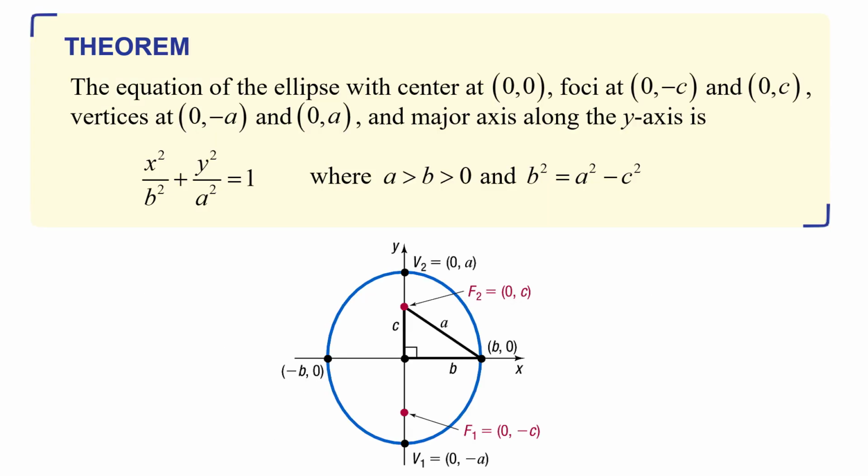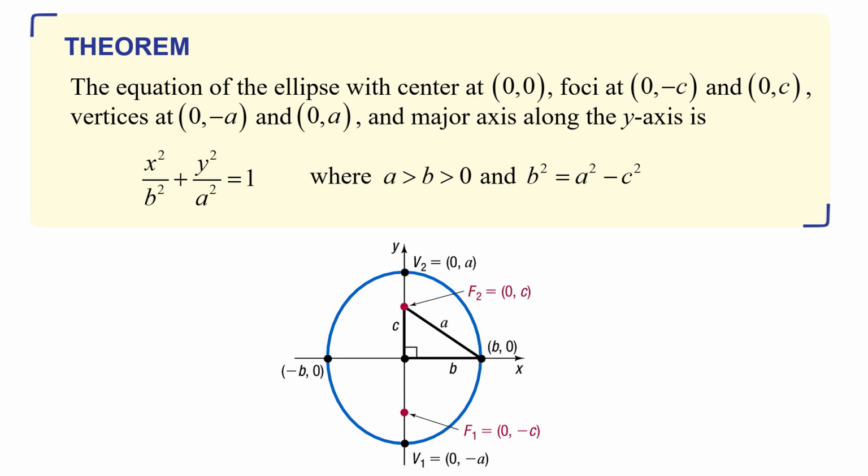Right, in the prior 2 examples, we focused on the major axis being the x-axis. Now on this slide, we present the equation of an ellipse with center at the origin and major axis along the y-axis. The following theorem states the equation of the ellipse with center at 0, 0, foci at 0, negative c and 0, c, vertices at 0, negative a and 0, a, and major axis along the y-axis is x squared divided by b squared plus y squared divided by a squared equals 1, where a is greater than b is greater than 0, and b squared equals a squared minus c squared.